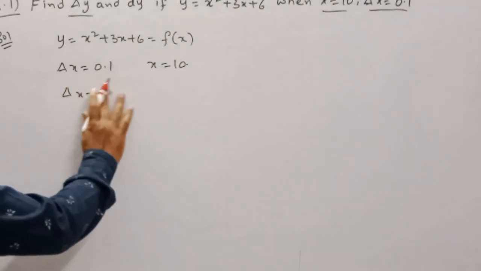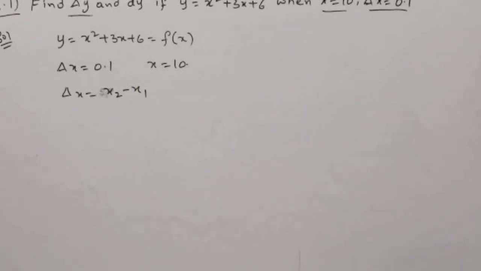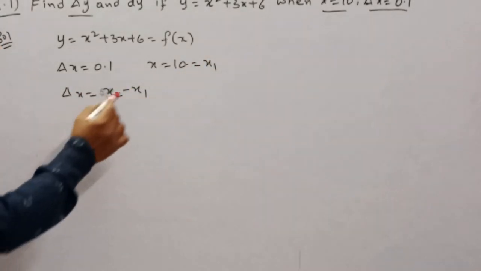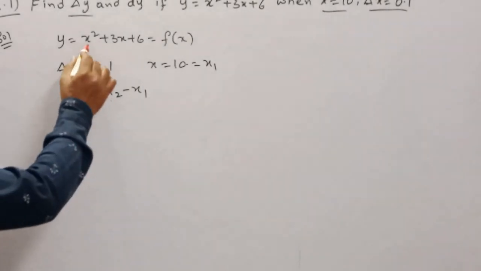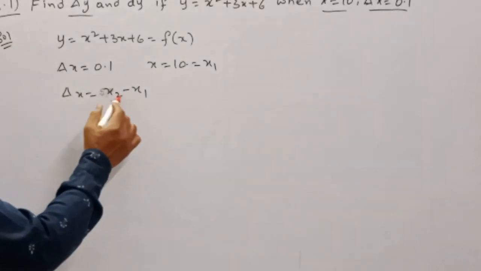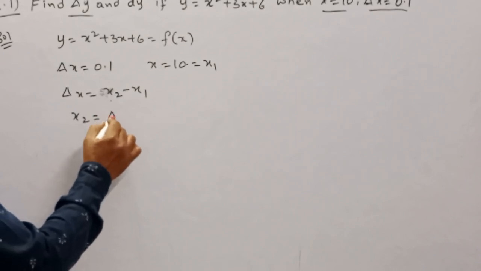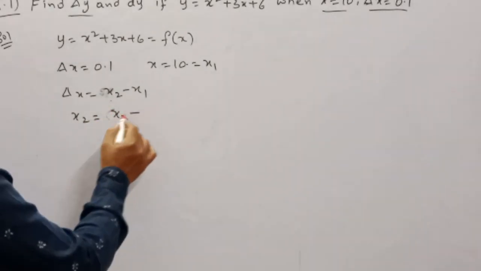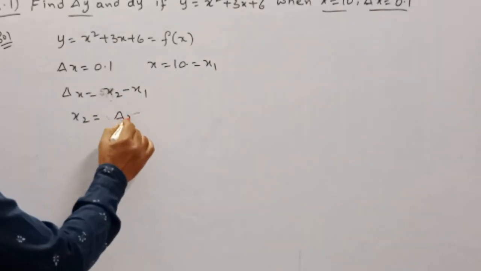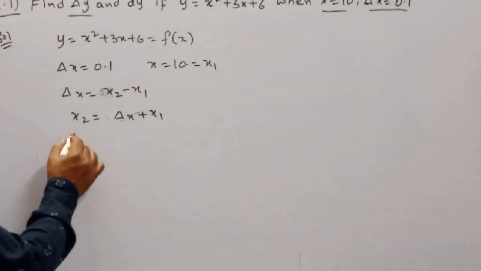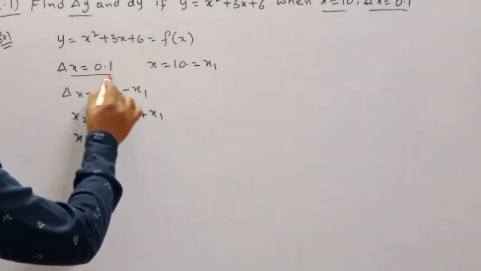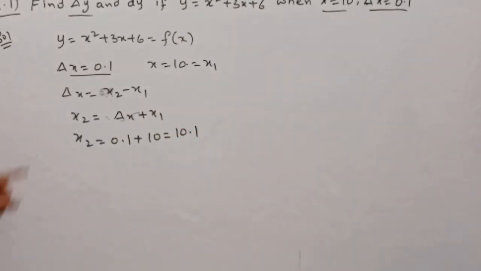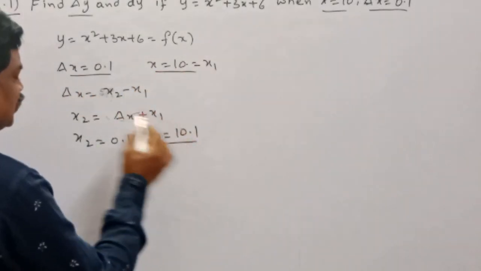Delta x is equal to x2 minus x1. Here, x1 is equal to 10. So x2 is equal to delta x plus x1. What is delta x? Delta x is given, 0.1, plus x1 equal to 10. This is 10.1. Okay, all of you? x1 is 10, x2 is 10.1.